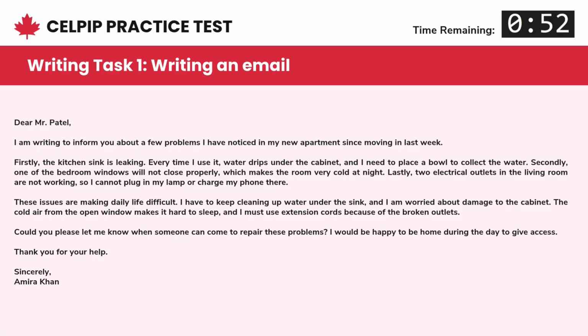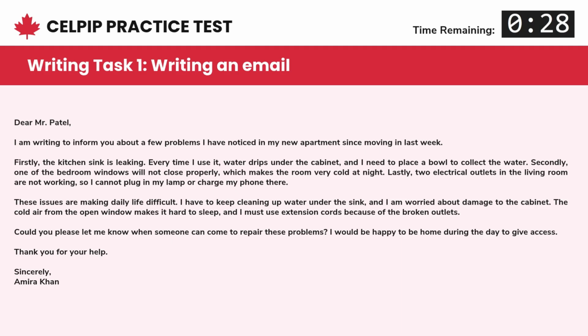The ideas are organized into short, clear paragraphs. Each paragraph talks about one main topic. This helps the reader understand the message easily. The email is formal, which is the right style when writing to a building manager. The writer uses helpful linking words like firstly, secondly, lastly, so, and because to connect ideas. These are useful for making your writing more organized.